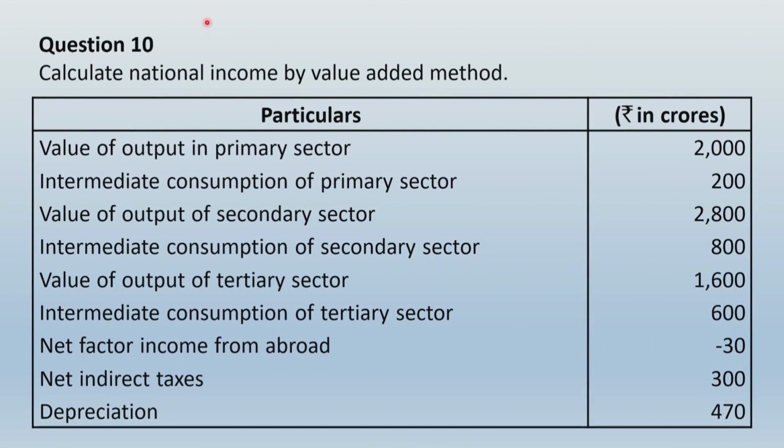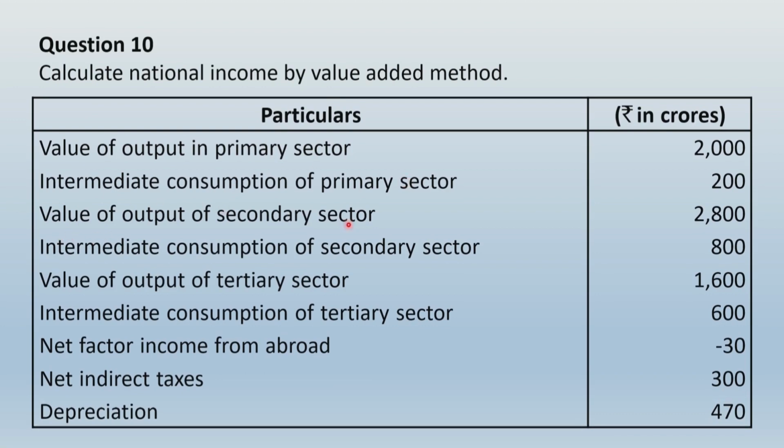So don't forget, they have asked you to compute national income, and the meaning of national income is what? You know it very well. It is NNP at factor cost, right? However, in this question, look at what they have given. Value of output in primary sector and intermediate consumption of primary sector.